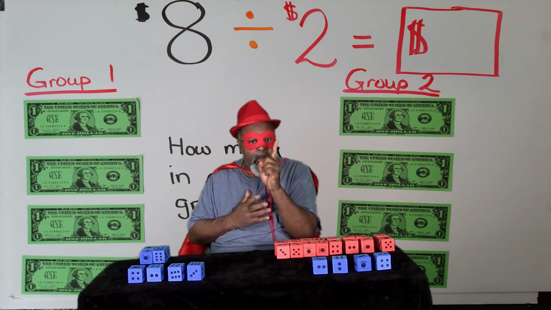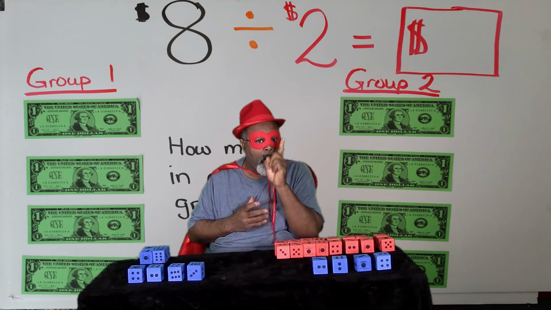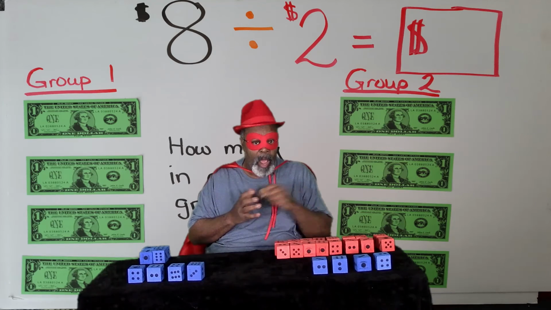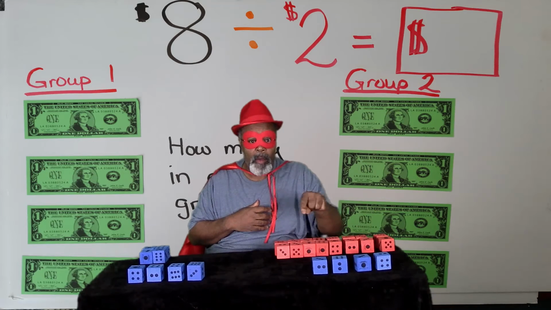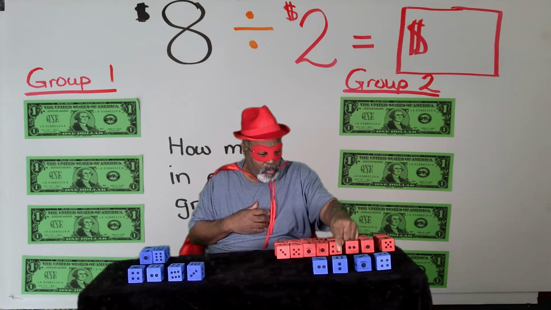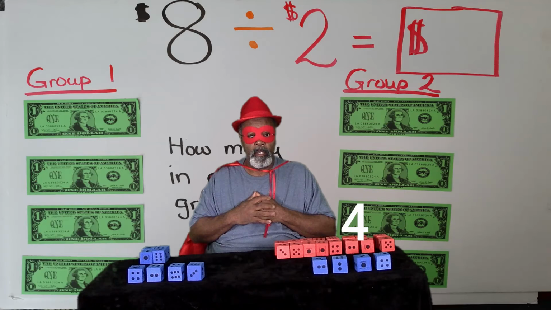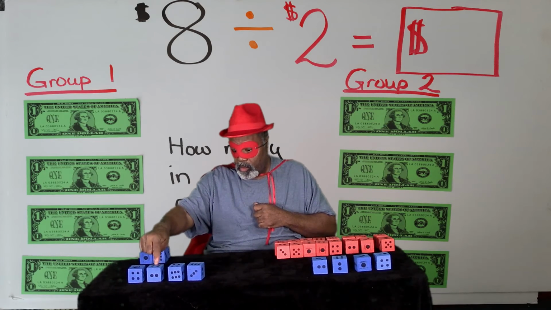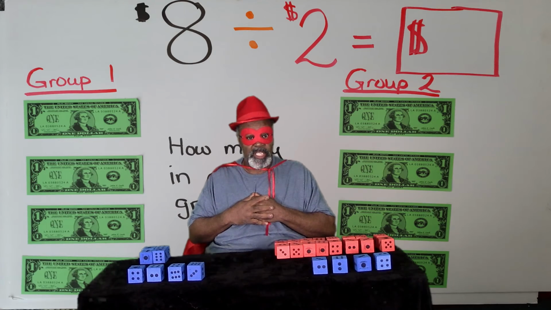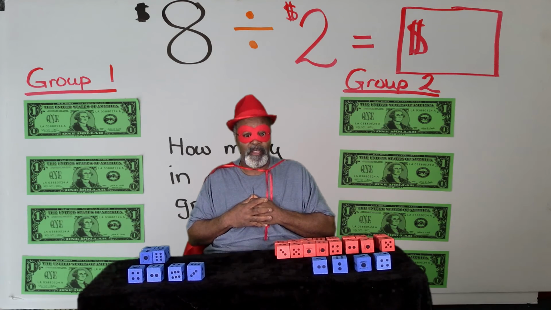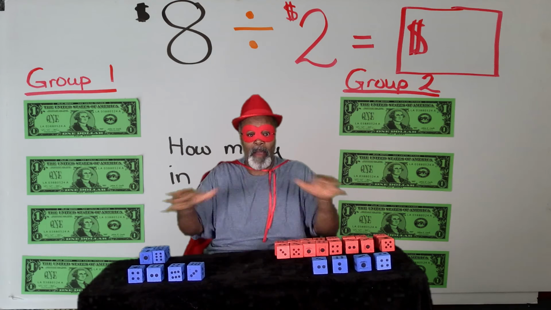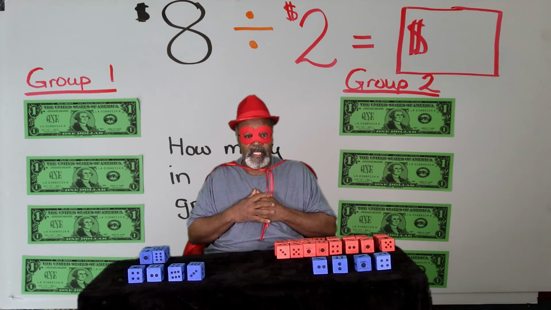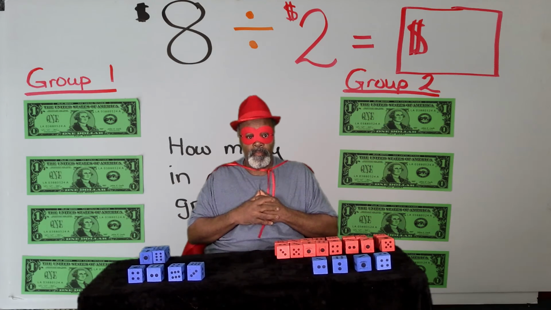Now, the answer will be how many are there in each group. So how many are in this group? Let's count. 1, 2, 3, 4. Okay, how many is in this group? 1, 2, 3, 4. Did we share equally? Because when you divide, you want to make sure you got the same amount on each side. Did we share equally? Do they have the same amount on each group?